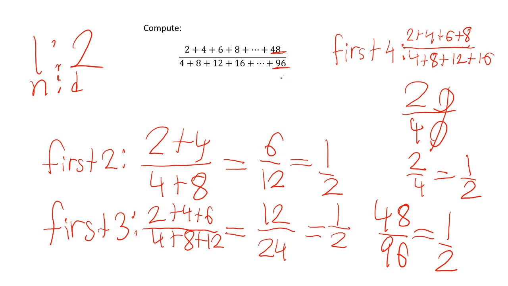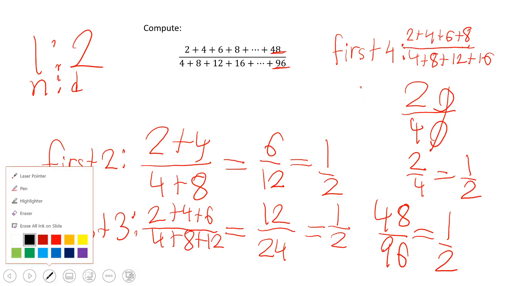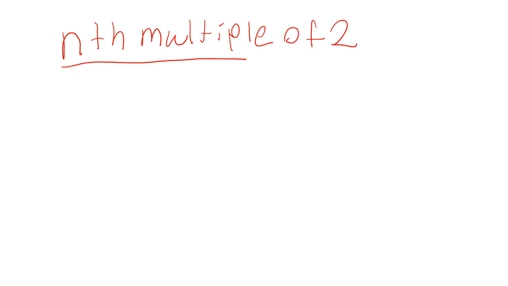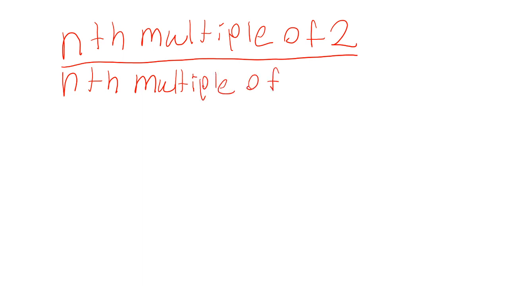So always keep in mind that when you have the nth multiple of 2 over the nth multiple of 4, no matter what value n is, we will always get back to 1/2.